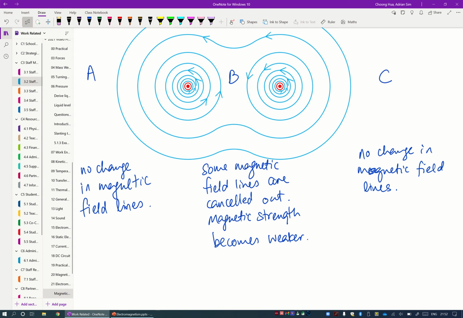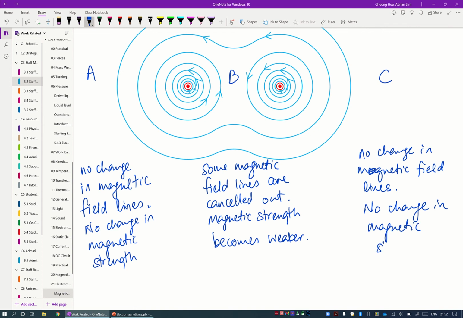So because there's no change in magnetic field lines, no change in magnetic strength. So at the ends, no change in magnetic strength, but in the middle, the strength becomes weaker.